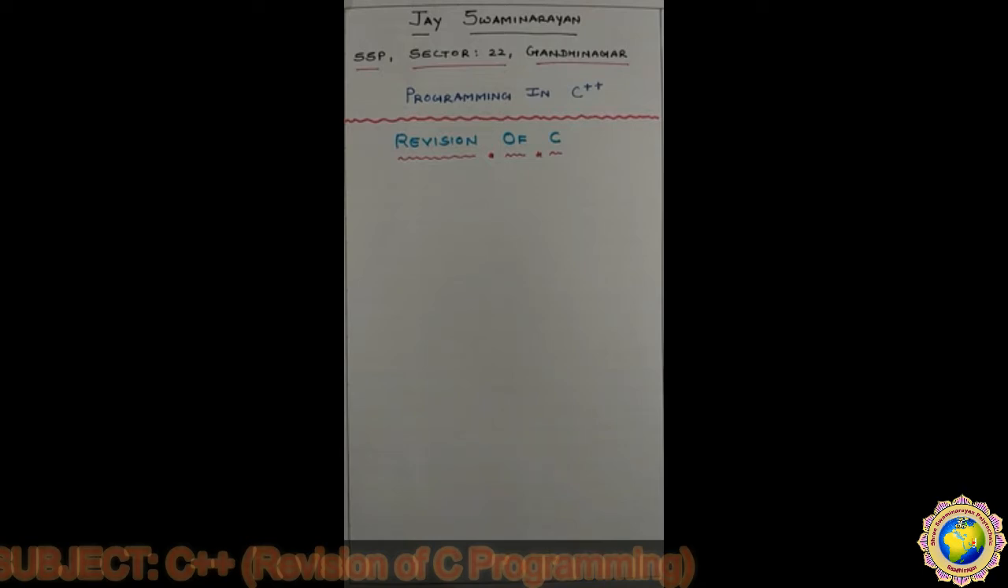Today we are going to learn about the revision of C. In the first lecture of C++, it is necessary to revise the programming of C because we are going to use the same concepts in C++ with different techniques and a new way. So let's start with the flow chart.